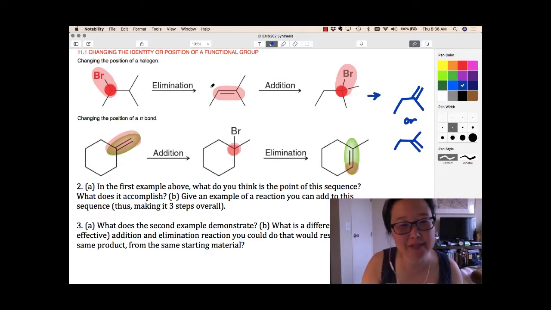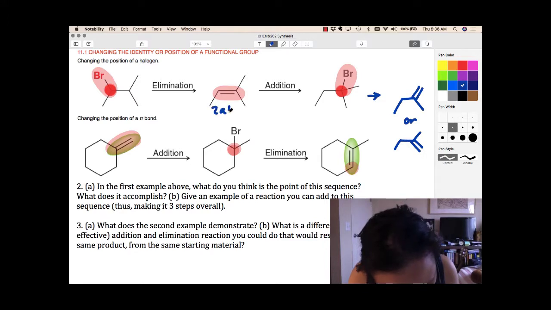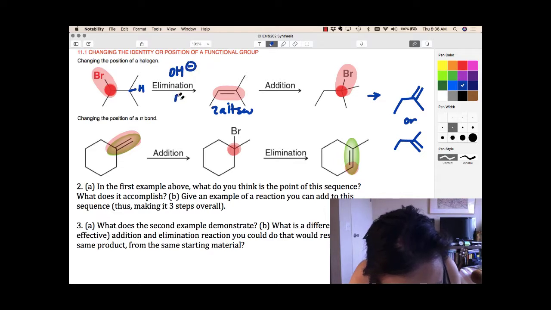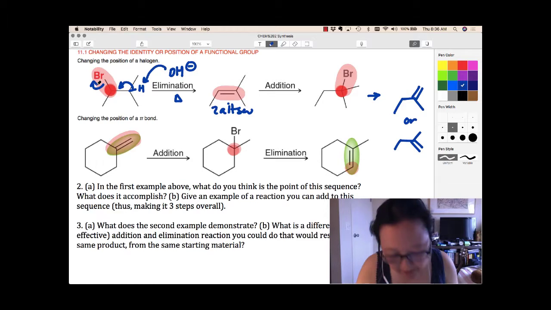So it depends on what base I use, right? So let's go back and just sort of review. From going from here to here, I'm making a Zaitsev or more stable internal double bond. So since that's Zaitsev, I'm going to use a small base that can come in and take this hydrogen here. So hydroxide, sodium hydroxide, and heat is going to favor elimination, and it should be antiperiplanar.